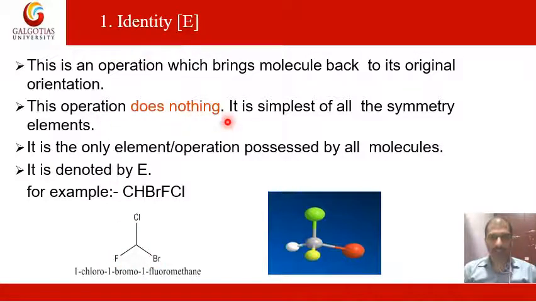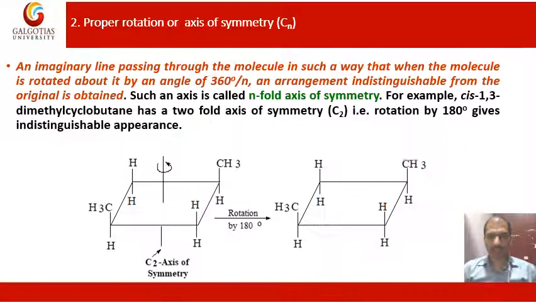So this operation does nothing, it simplifies all the symmetry elements. It is the only element operation possessed by all molecules. Like for example, here is the example of a molecule which has a center carbon, hydrogen, bromine, fluorine, and four different atoms. So here you can see this example.